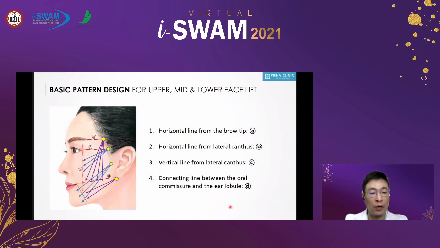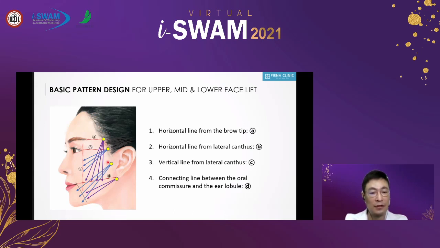At the point where the lines A and B meet the hairline, which are the yellow points, there are entry points for the lower and mid face. And thread insertion from these two entry points to the lower and mid face can provide an effective lifting.